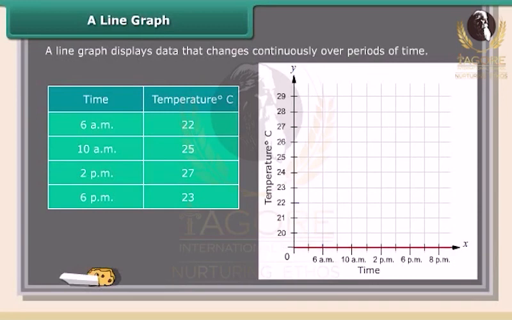The horizontal line, x-axis, shows the timings at which the temperatures were recorded. The vertical line, y-axis, denotes the temperature. The temperature of every 4 hours is recorded and plotted as points as shown in the graph. These points are connected by line segments. The result is a line graph. From the graph, in between 10 a.m. and 2 p.m., we can find that the temperature increased by 2 degrees Celsius.